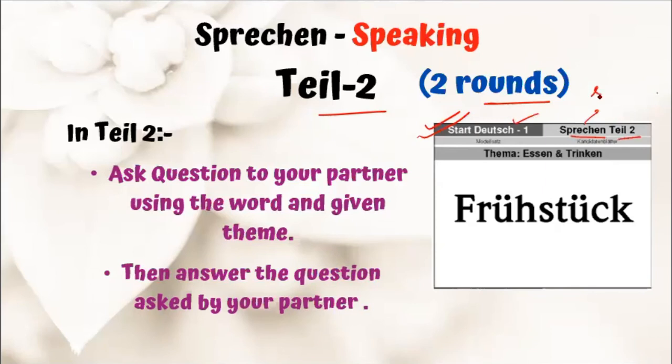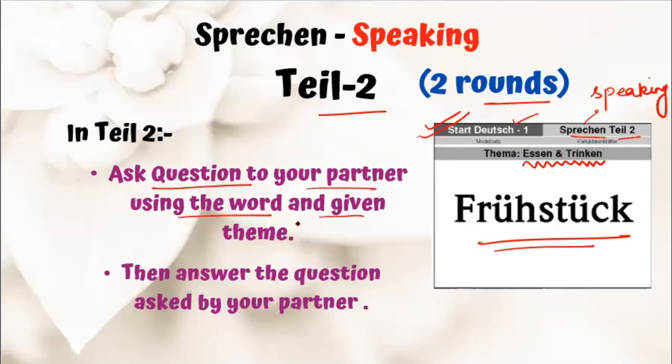Okay, Sprechen is speaking, and tile 2. So your theme is Essen und Trinken, and the word is Frühstück. Okay, so what you have to do, you have to ask your partner using the word and the given theme, and then answer the question asked by your partner.